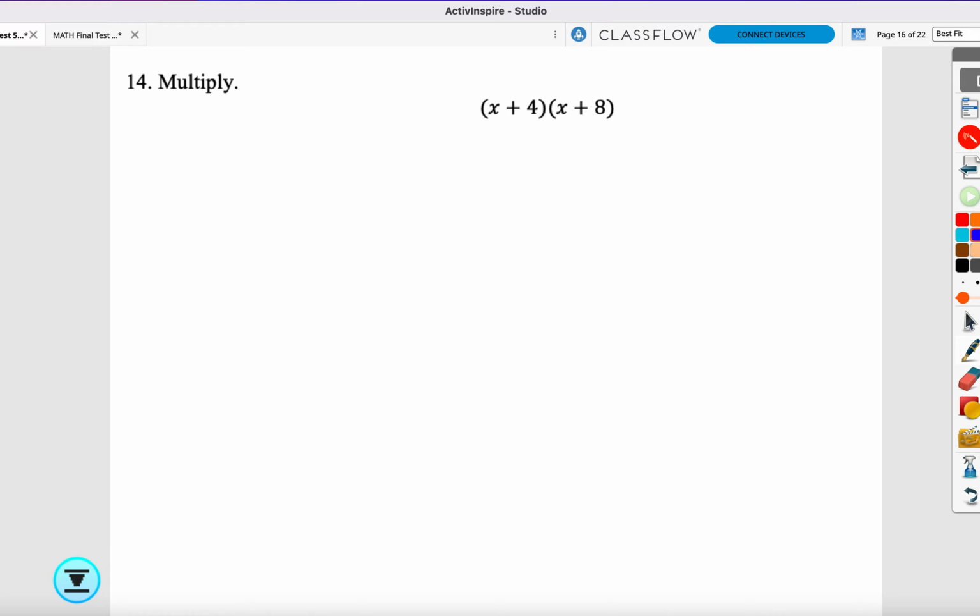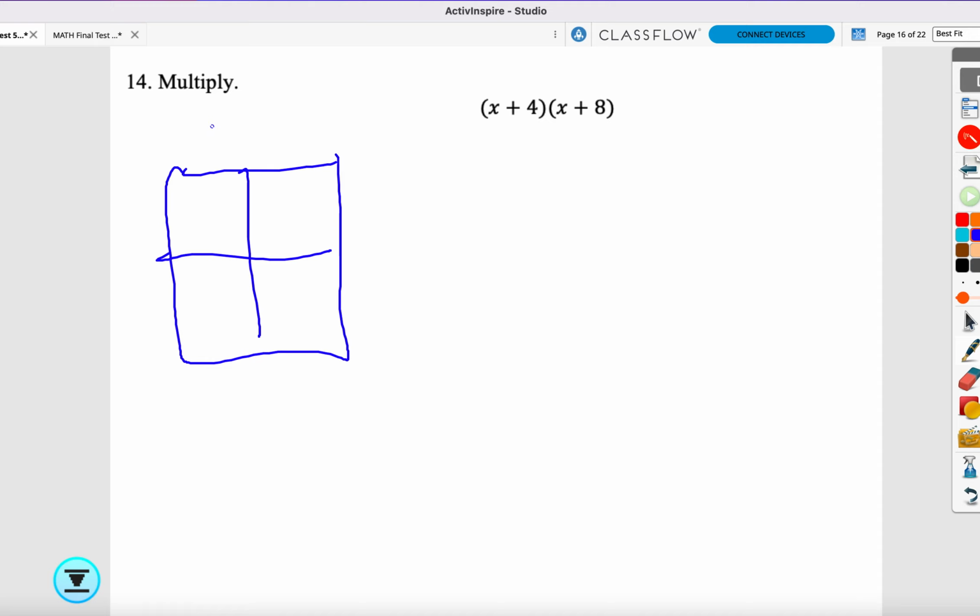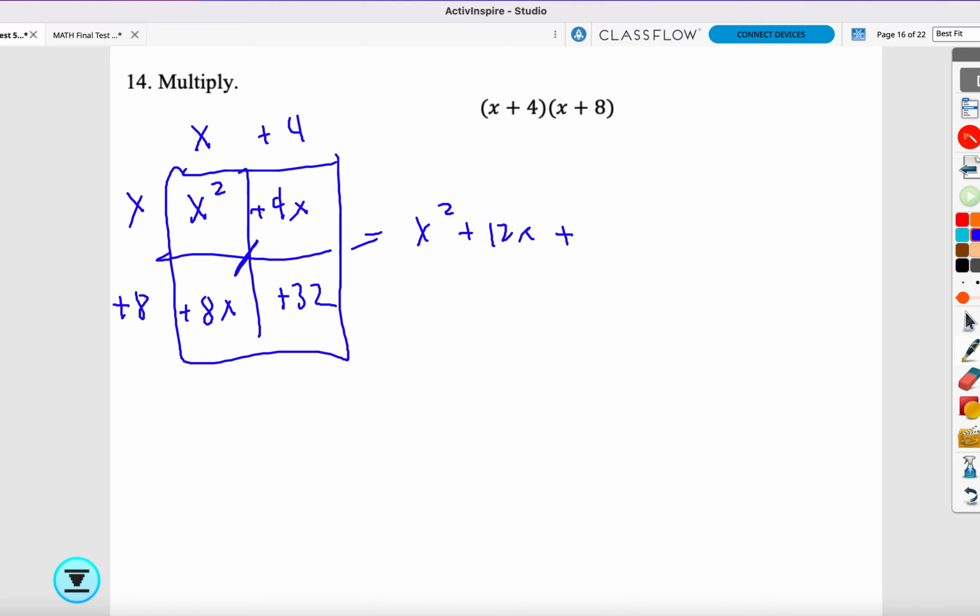We're going to double distribute here, or we can do a box method or FOIL. All right, so I'm going to go ahead and do a box method to show you how to keep your work organized. x plus 4, x plus 8. x times x is x squared. x times 4 is 4x. 8 times x is positive 8x. 8 times 4 is 32. So we can combine these two. So then we get x squared plus 12x plus 32.